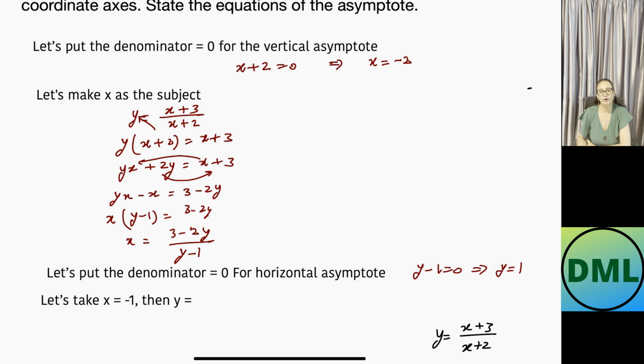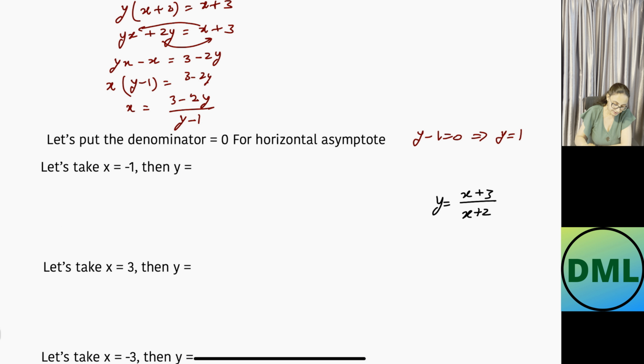Let's take a few points so that we can plot our curve more easily. Let's take x equals minus 1. This is my curve. If I put x equals minus 1 here, y will be written as (minus 1 + 3) divided by (minus 1 + 2). This will be given as 2 over 1, which equals 2. My coordinate will be (minus 1, 2).